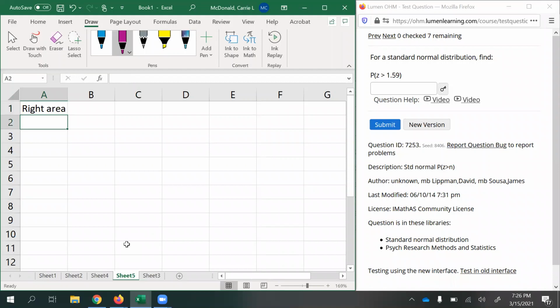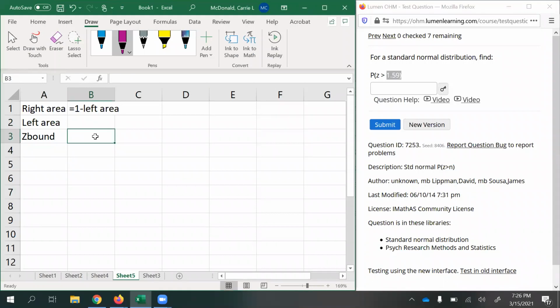Well, we can first find the left area, and then the right area can be found by doing 1 minus the left area, because the entire area under the bell curve has to add up to 1. So if you know one side of it, you know the other side implicitly. You can just use the law of complementary events and subtract from 1. So I will find the left area, and then I will subtract it from 1 to get my final answer. So the z-bound, again, is given here as 1.59.